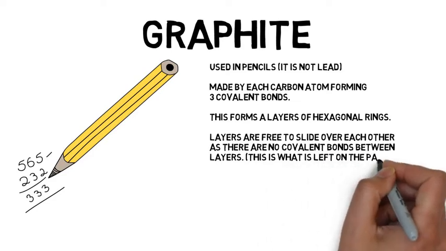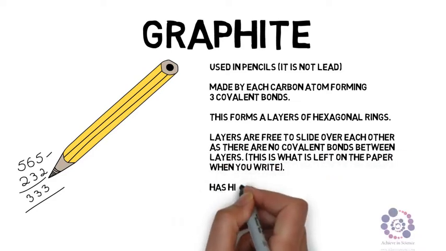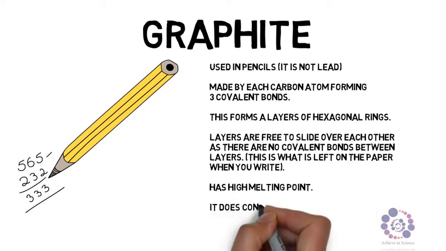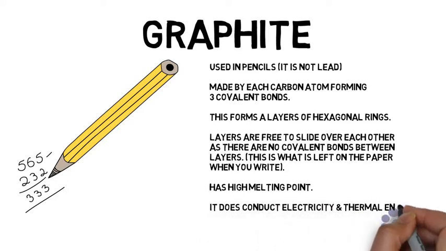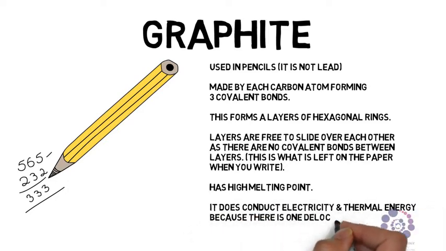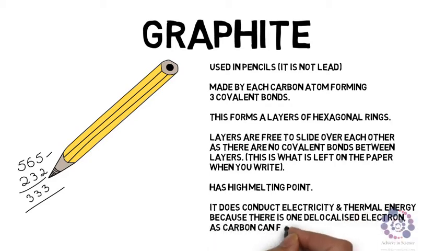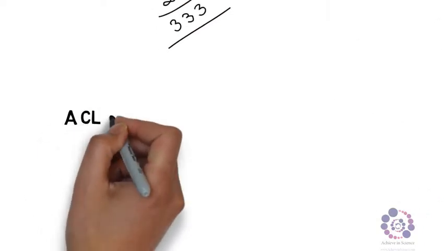Graphite has a high melting point, and remember this is able to conduct electricity and thermal energy due to the presence of one delocalized electron, as in actual fact carbon is able to form 4 bonds and not just the 3 as graphite does.